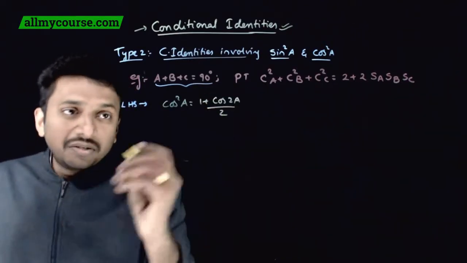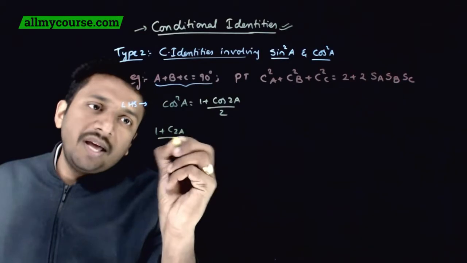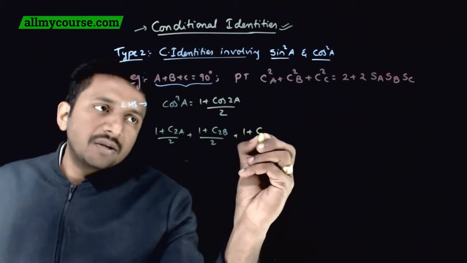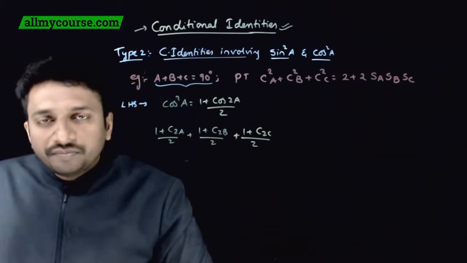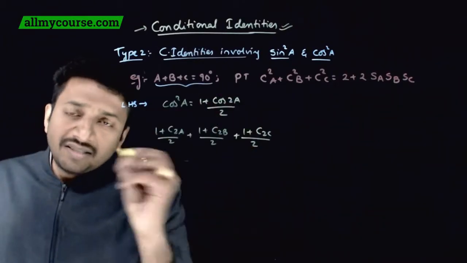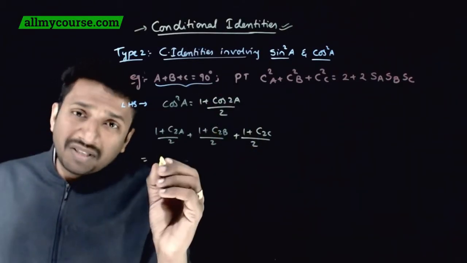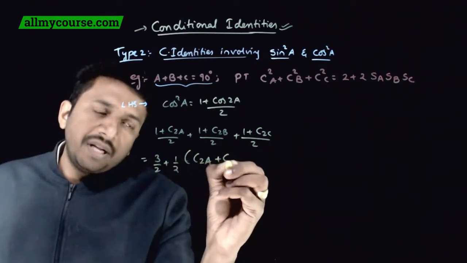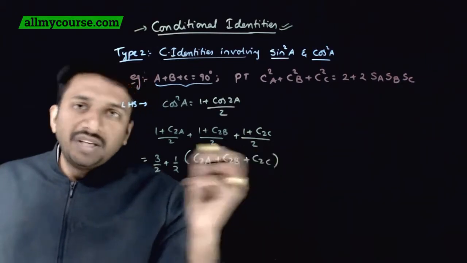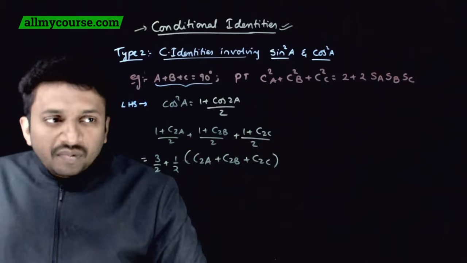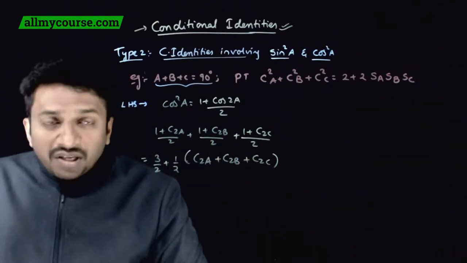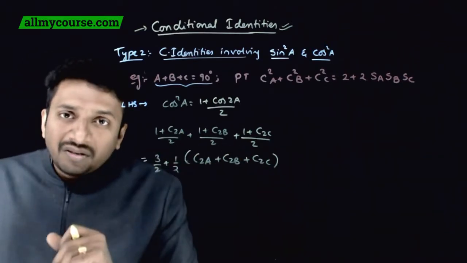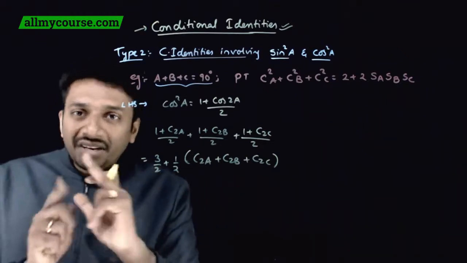So if I put all this, you get (1 plus cos 2a) by 2 plus (1 plus cos 2b) by 2 plus (1 plus cos 2c) by 2. This is the LHS, that is equal to 1 by 2, 1 by 2, 1 by 2 becomes 3 by 2, plus half of cos 2a plus cos 2b plus cos 2c. Again, you can do the same process that we have done in type 1 for this question. Let me use the identities that I have derived in type 1.